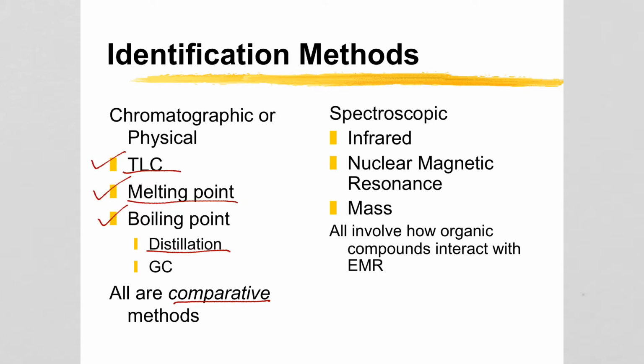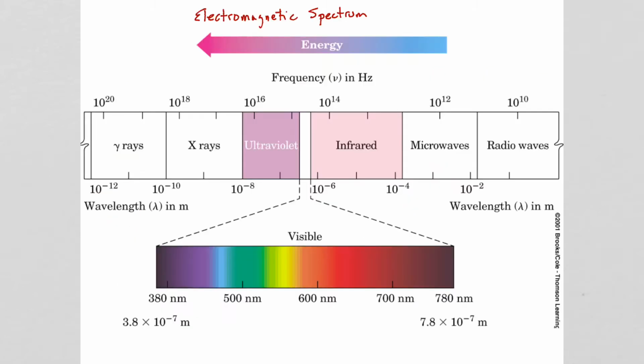On the other hand, over the next few weeks, we're going to be discussing spectroscopic methods for identifying organic compounds. Specifically, we're going to be looking at infrared spectroscopy, nuclear magnetic resonance spectroscopy, and probably early next semester we'll look at mass spectroscopy. But the key thing is they all involve how organic compounds interact with electromagnetic radiation. And just a reminder, here's the electromagnetic spectrum.